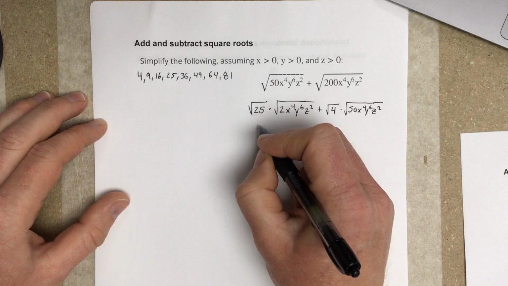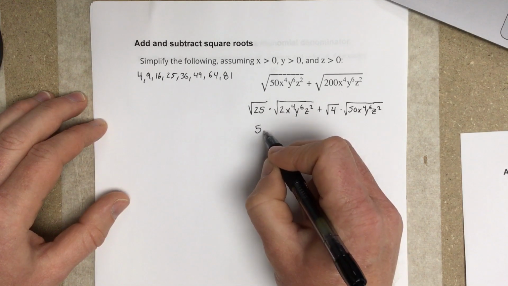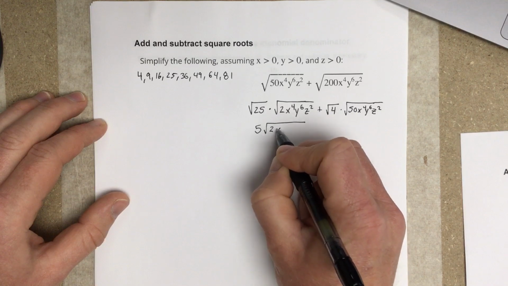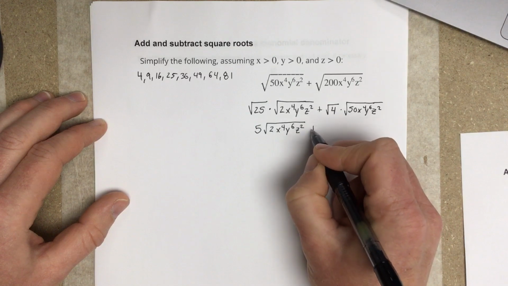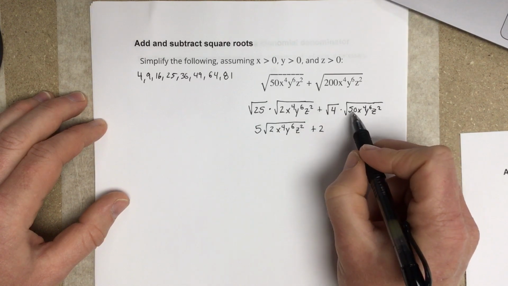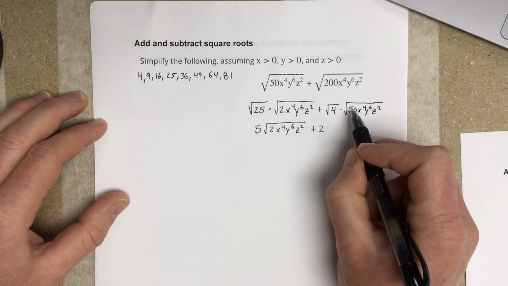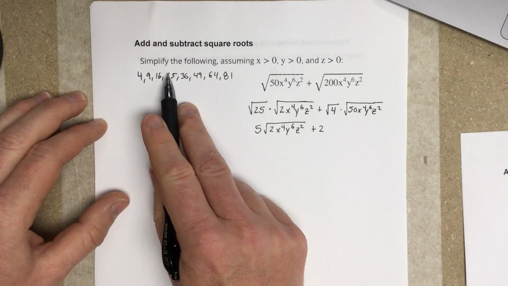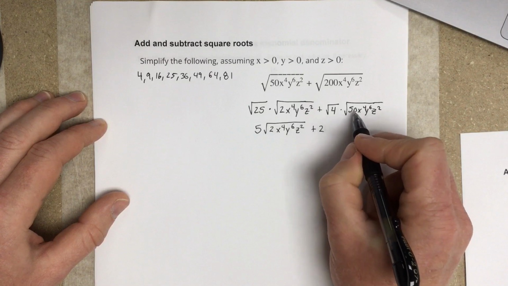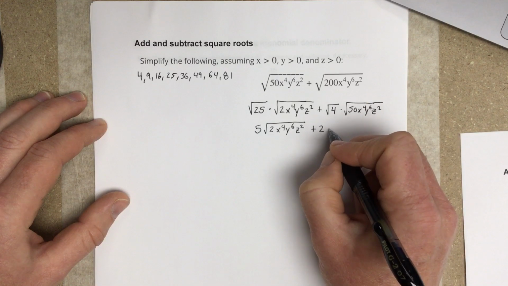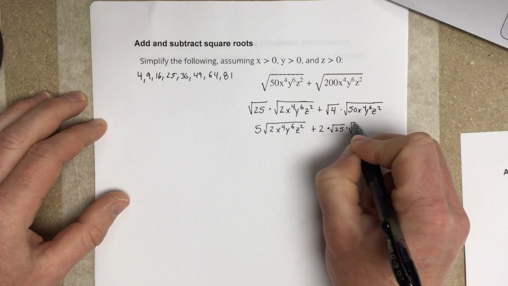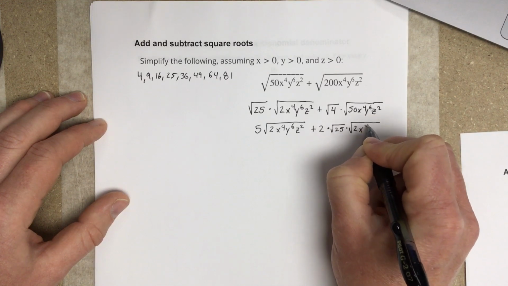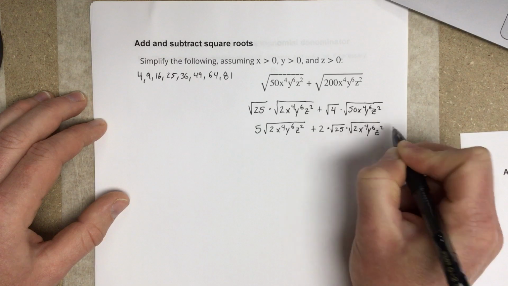Root of 25 is 5. So we have 5 root 2 x to the fourth, y to the sixth, z to the second, plus 2. And then I'm going to start dividing root 50 by perfect squares, but we already did that once. We know that 50 can be divided by 25. So we end up with this being times root 25. And then inside here we have root 2, x to the fourth, y to the sixth, z to the second.